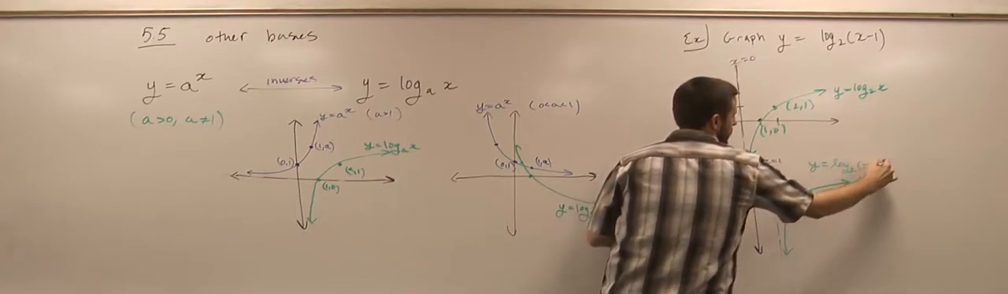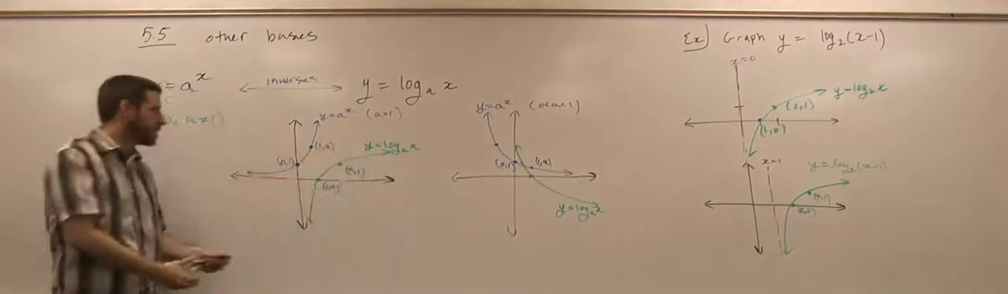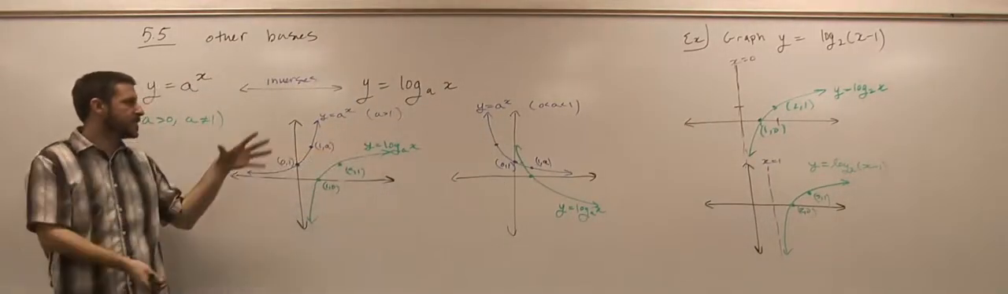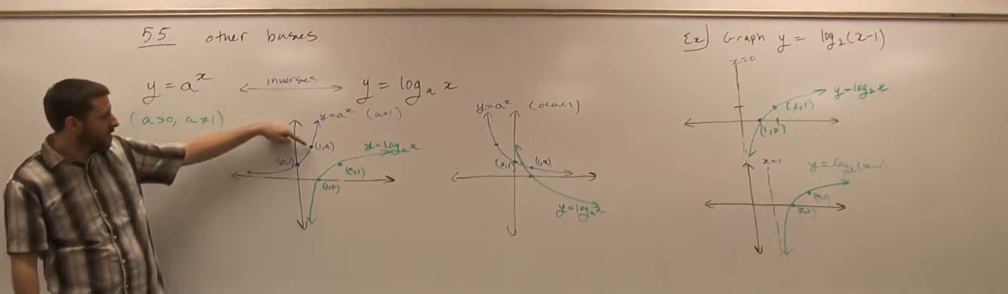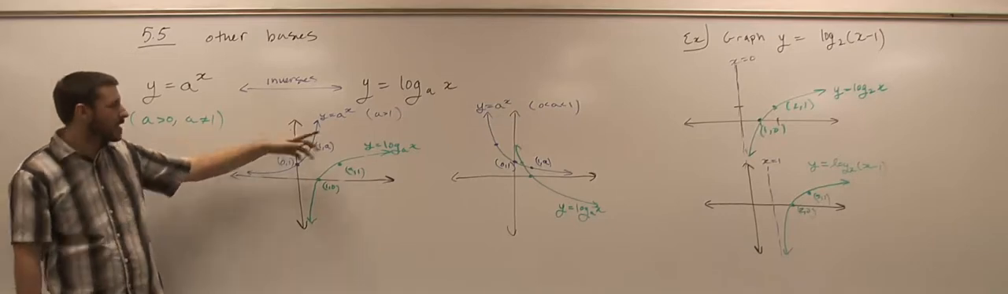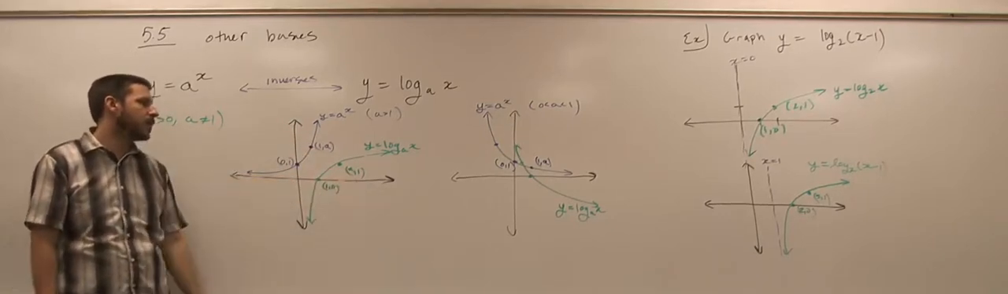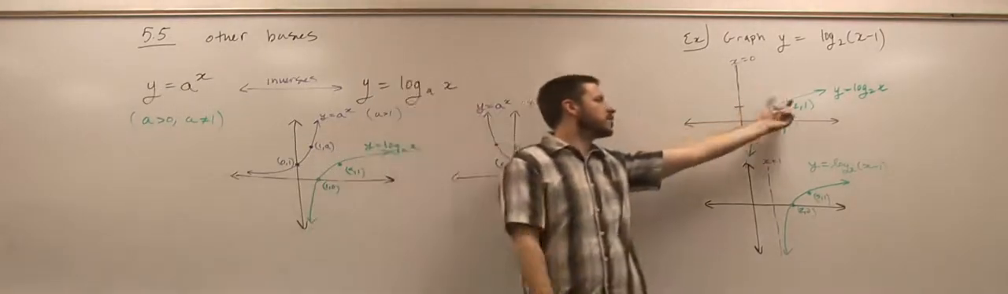Log base 2 of x. So these shapes stay the same. The only difference is you have a second point that's a little different. You have a stretch or shrink. So instead of being at 1, e, you'd be at 1, a. Instead of being at a, 1 or e, 1, you'd be at a, 1. So this point changes, giving you your stretch or shrink.